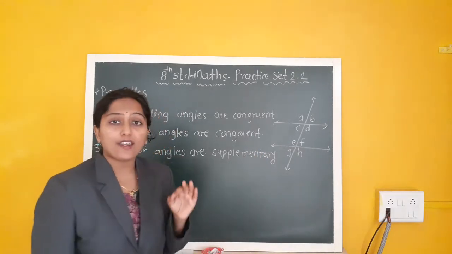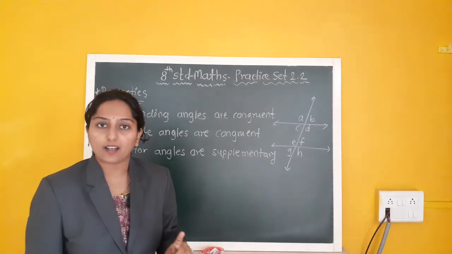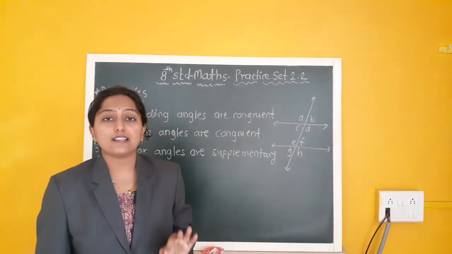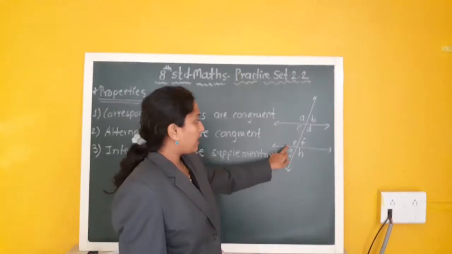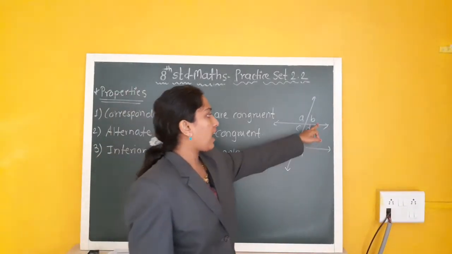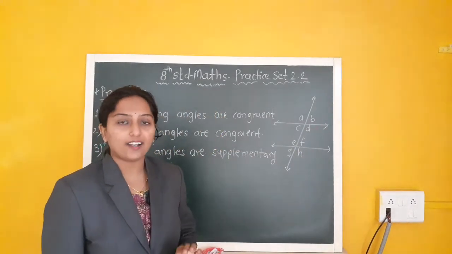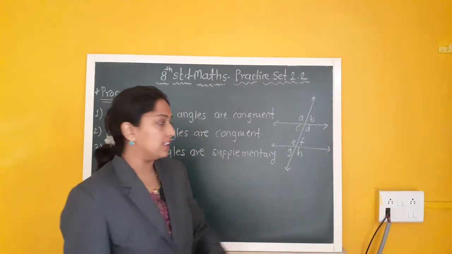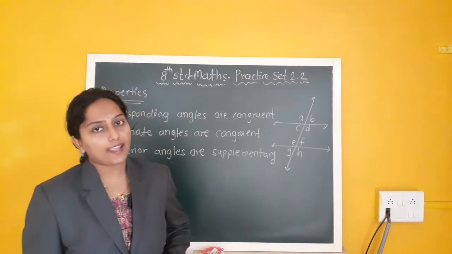So corresponding angles are always congruent. This is the first property. A and E are always congruent. Suppose this is 30 degrees, then this is also 30 degrees, or whatever the measurement is. Now B and F are congruent angles. Now C and G are congruent angles. D and H are also congruent angles.